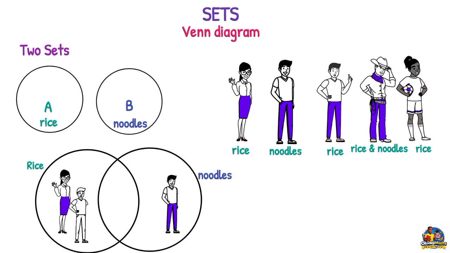The fourth person will be at the middle because he loves rice and also noodles. He will be at the middle. You cannot go to rice, you cannot go to noodles, so you will go to the middle. The last person is rice. So we have 3 of them who love rice.